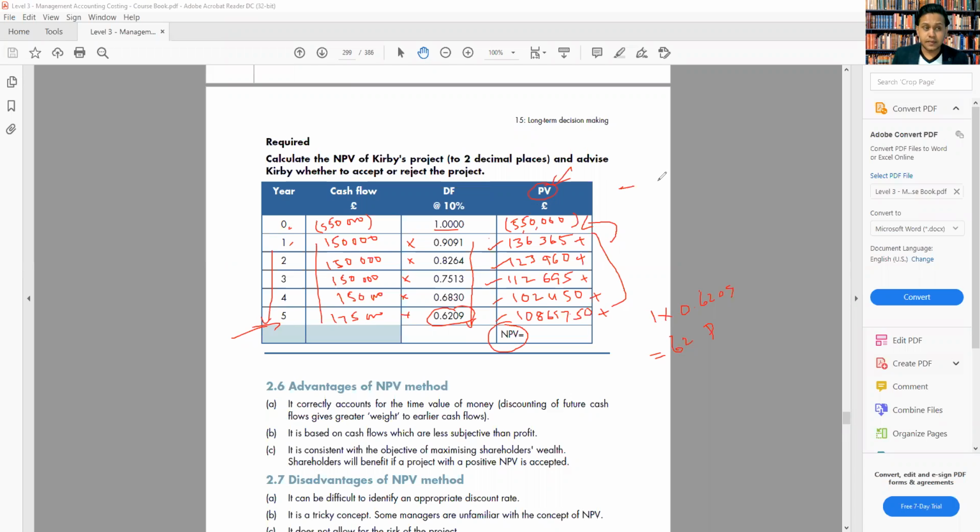Now, for example, even if your NPV is 0, not positive and not negative, you still need to accept the project. It will never happen in the exam, but if it ever happens, like you see the NPV is 0, it's not positive and not negative, you will still accept the project because that will still cover your cost of capital. So the NPV here is how much? 34,127.50. That's it.